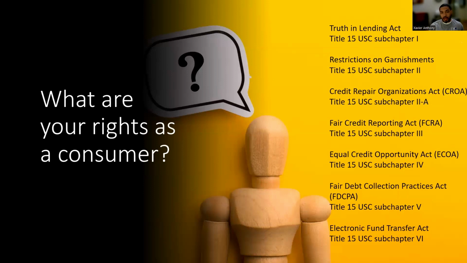Under the FDCPA, 15 USC 1692c, I believe, which is the communication section, it'll tell you all about that. Then you get to your Electronic Fund Transfer Act, 15 USC, subchapter 6. It protects consumers who use electronic fund transfers, like your ATM withdrawals, online bill payments, and direct deposits. It gives you the right to receive certain information about that. All right, let's move on.